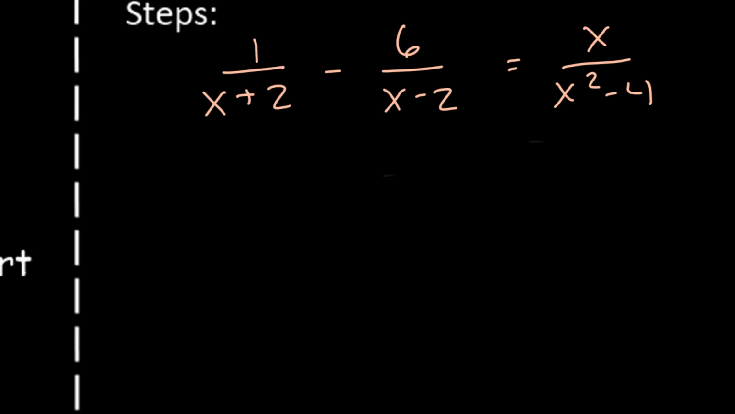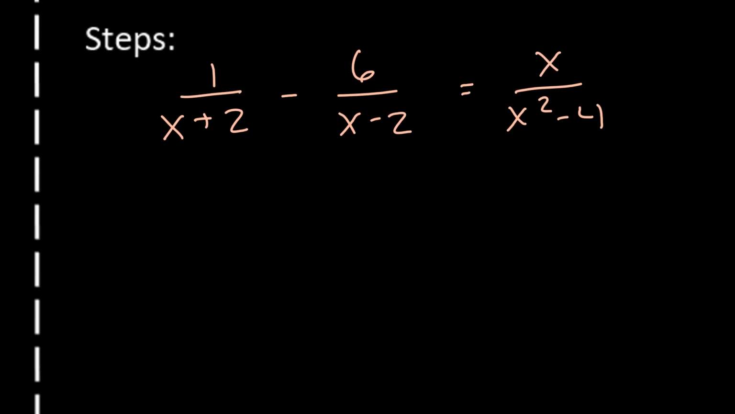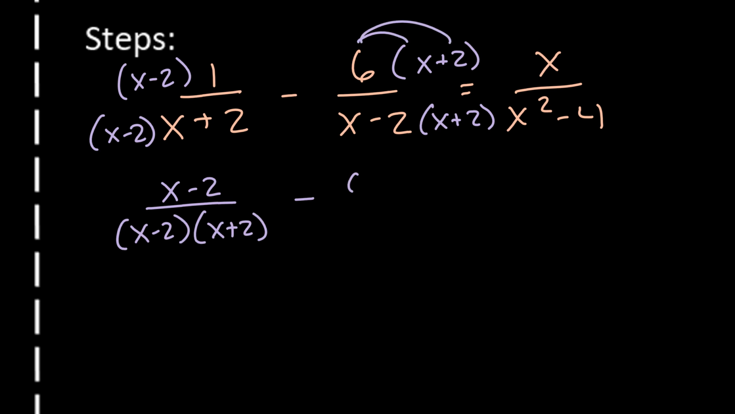All right, so how do we start? You have to find a common denominator. First, you want to subtract on the left side, so you need a common denominator. So what am I going to multiply the left rational by? x minus 2. And the right one? Good. So I have x minus 2 over x minus 2 times x plus 2, minus, I need to distribute the 6. And I get 6x plus 12.